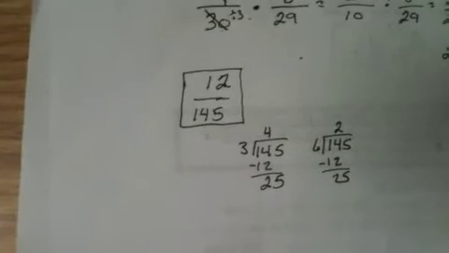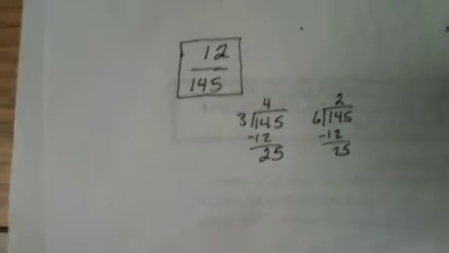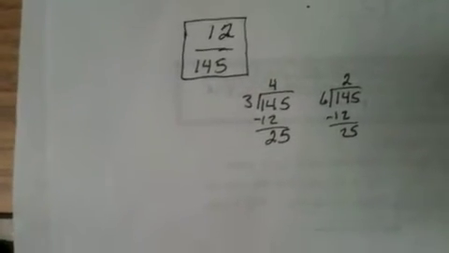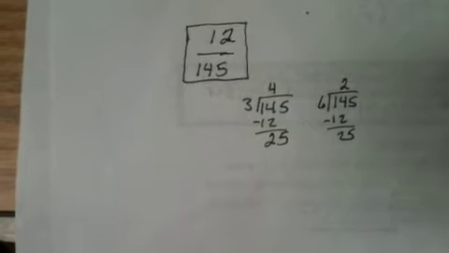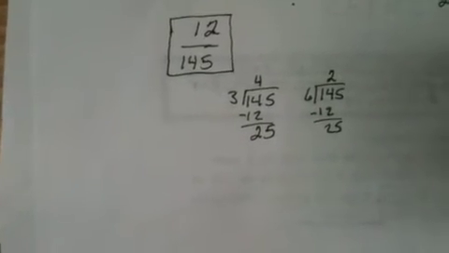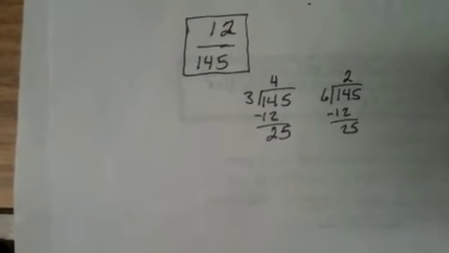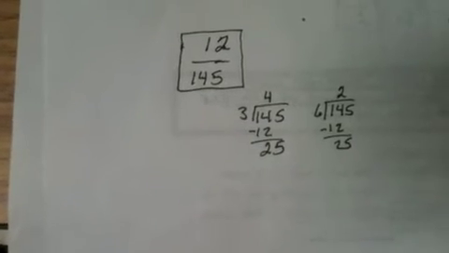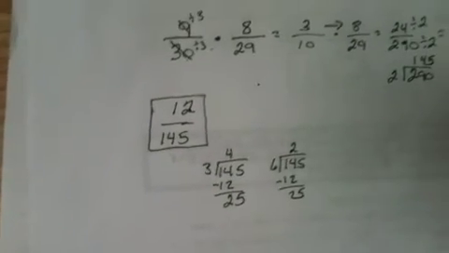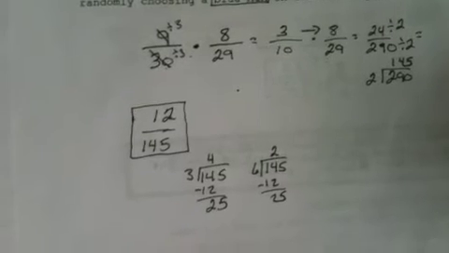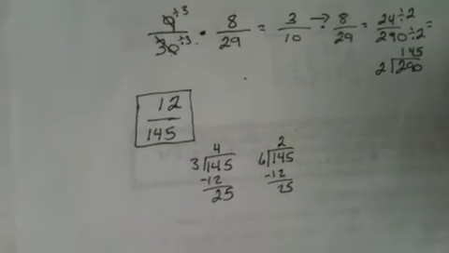I'm not sure what 145 can be divided by. So if you notice, I tried dividing 145 by 3. It doesn't work. I tried dividing 145 by 6. It also does not work. It does not go in there an even number of times. So my final probability, my final ratio on this, is 12 to 145.